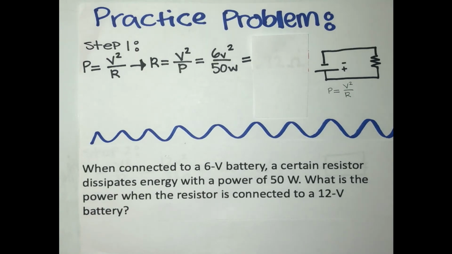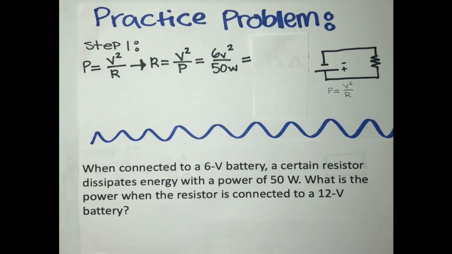I think that we're ready for a practice problem to really put this knowledge and information into practice and see if we're able to solve problems and apply what we've been talking about for the last few minutes. So this question says, when connected to a 6-volt battery, a certain resistor dissipates energy with a power of 50 watts. What is the power when the resistor is connected to a 12-volt battery? If you want to pause the video and read over that a few times to understand it a little better, feel free to do so.